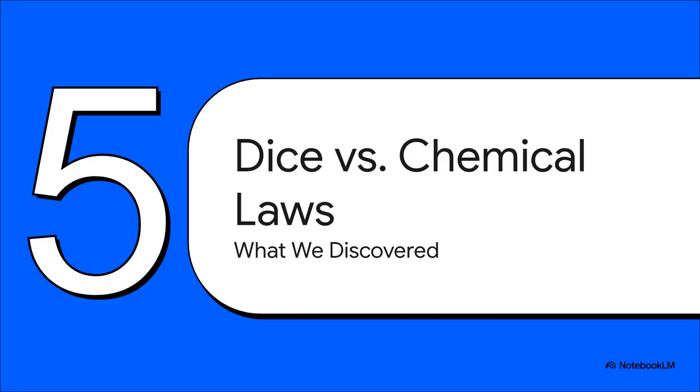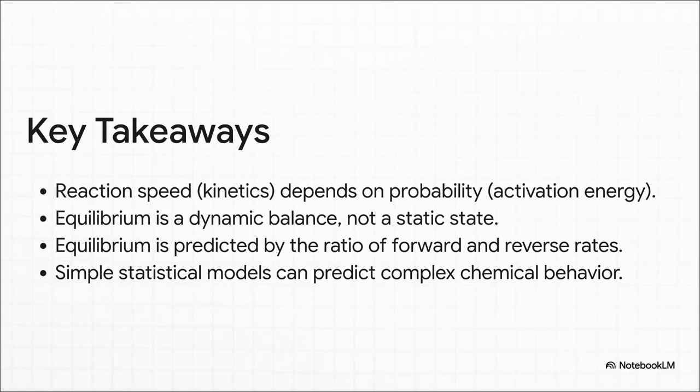So let's just take a step back for a second and think about what we just figured out just by playing this simple game. We've built a powerful bridge between the chaos of a die roll and the concrete laws that govern the chemical world. So what are the big takeaways here? First, we saw that reaction speed is really just a game of probability, which is a fantastic way to think about activation energy. Second, we learned that equilibrium isn't some static, boring endpoint.